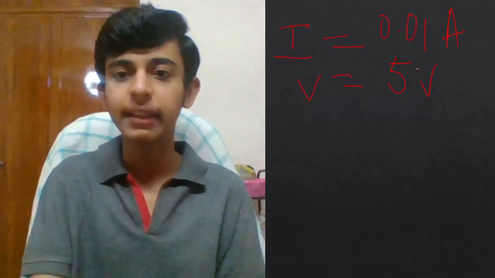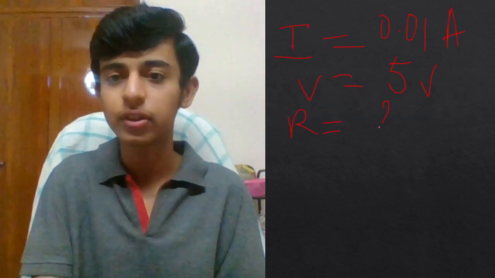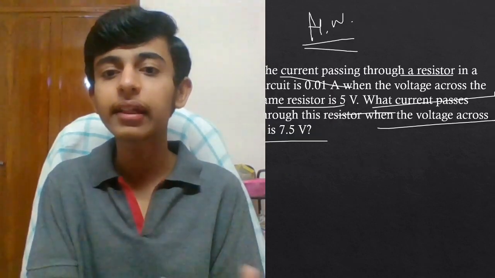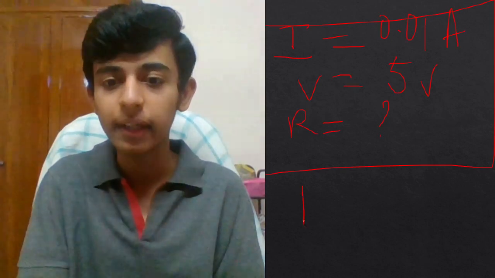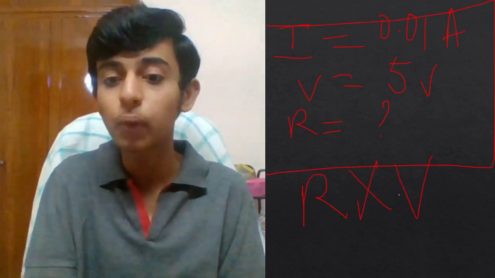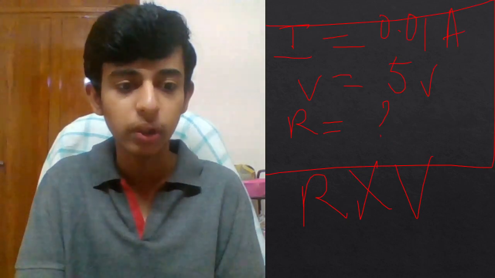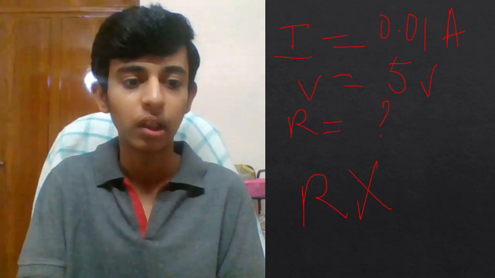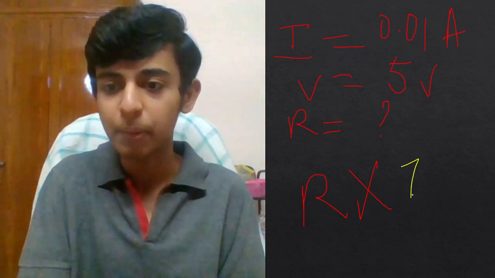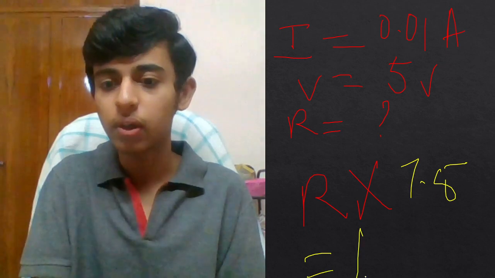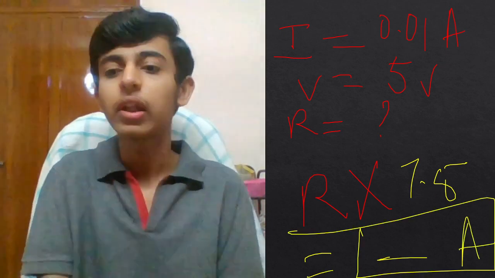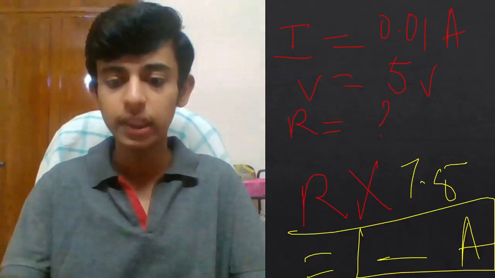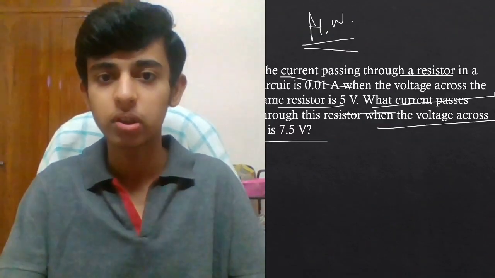Let me just tell you a hint. First of all, the current is given to you, 0.01 amperes, and the voltage is given to you, 5 volt. So first you are going to find the resistance for this particular case. After that, you are going to divide the voltage, 7.5 volt, by this resistance, and you will get your current in amperes. Now I have given you the hint. I think I've told you the answer only. This is your homework question.